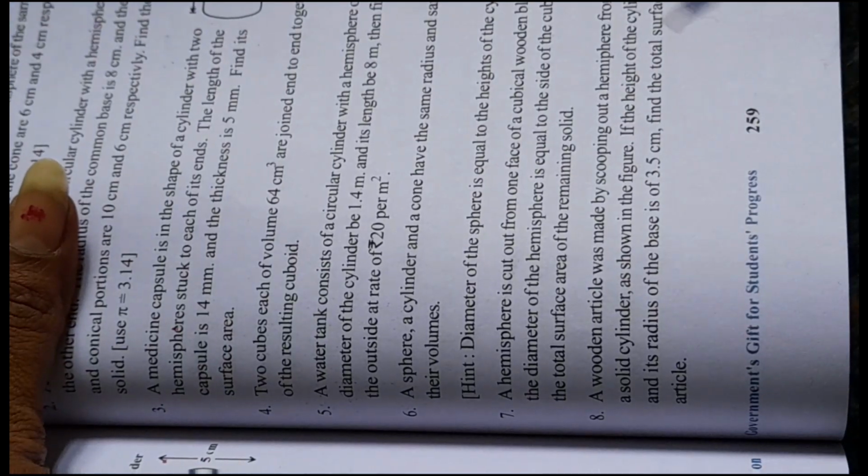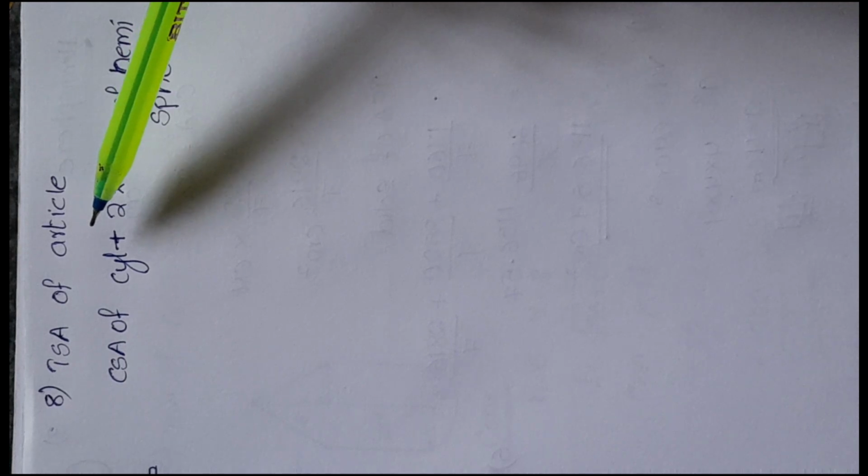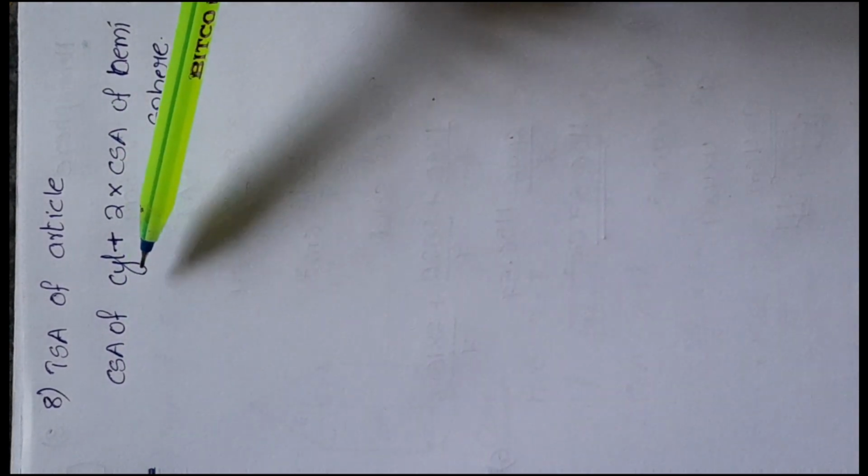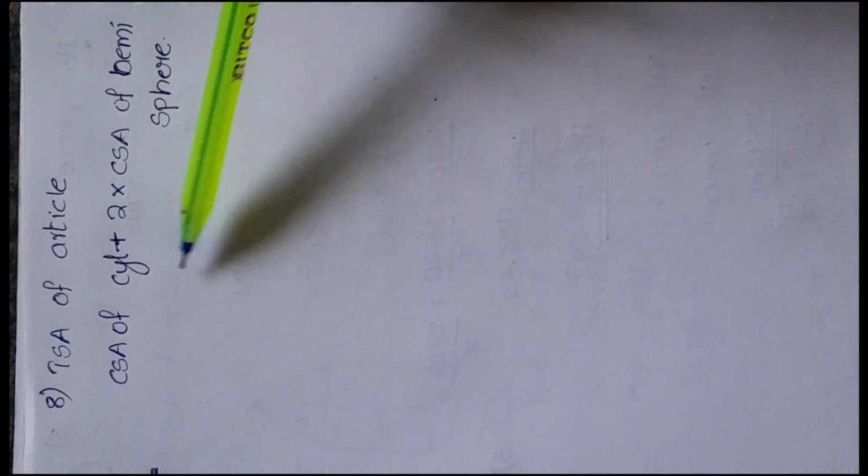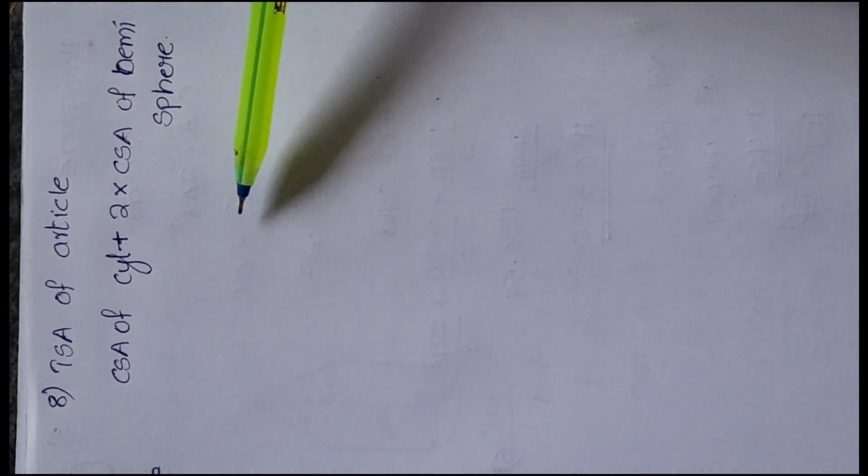Eighth question is, a wooden article was made by scooping out a hemisphere from each end of the solid cylinder as shown in the figure. If the height of the cylinder is 10 centimeters and its radius of the base is 3.5 centimeters, find the total surface area of the article. This is the image. In order to find out the total surface area of the article as shown in the question, we should add the curved surface area of the cylinder plus 2 into the curved surface area of the hemisphere. By substituting the values in the formula, we can get the answer.